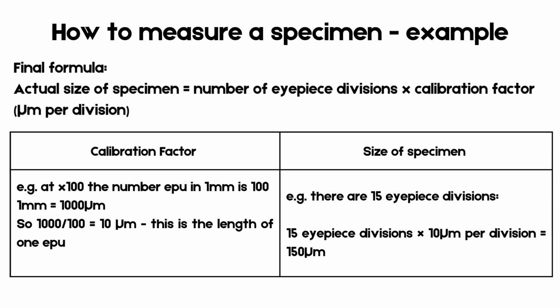At times 100 magnification, 100 graticule divisions equals 1 millimeter, which is the same as 1,000 micrometers. So 1 division equals 1,000 divided by 100, which equals 10 micrometers. If your specimen is 15 divisions long, then the actual size is 15 times 10, which is 150 micrometers.